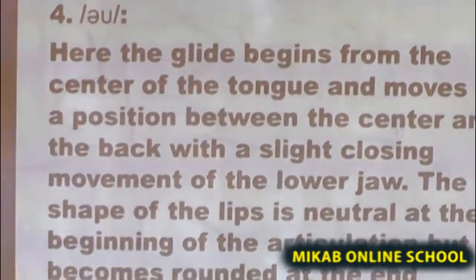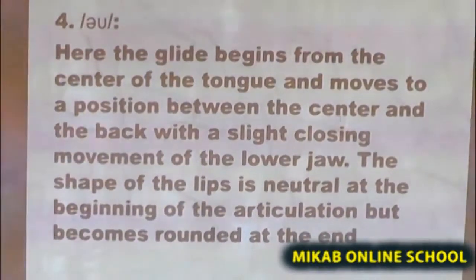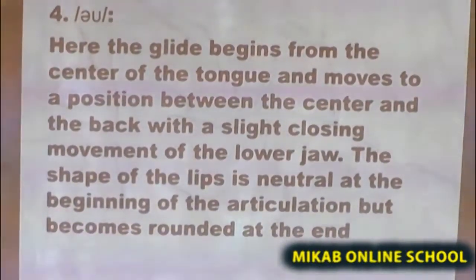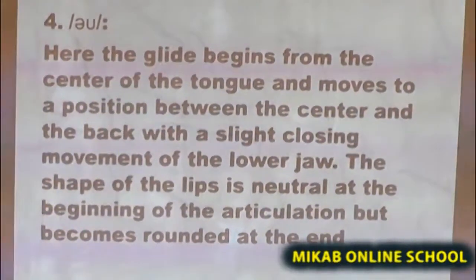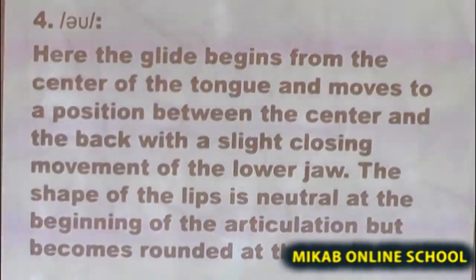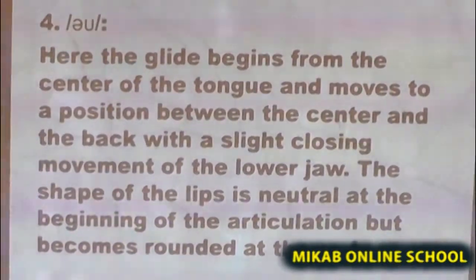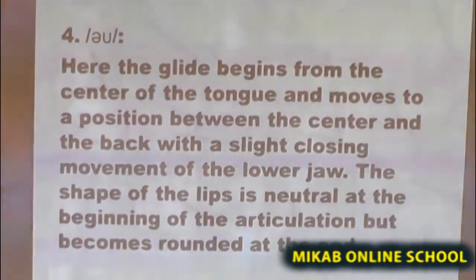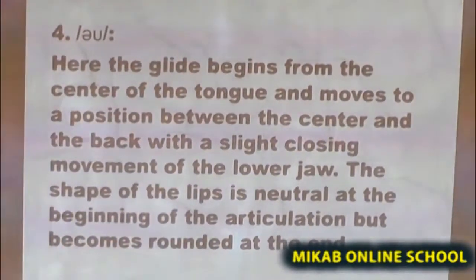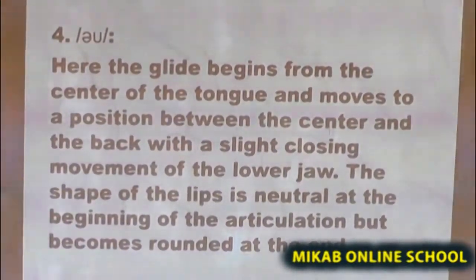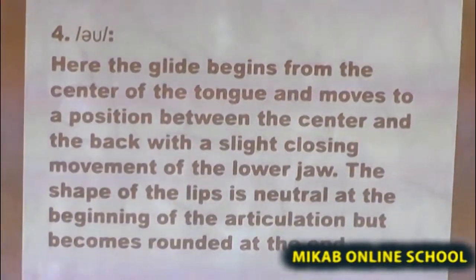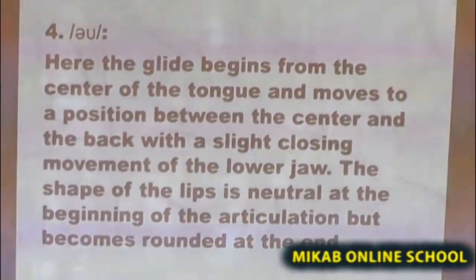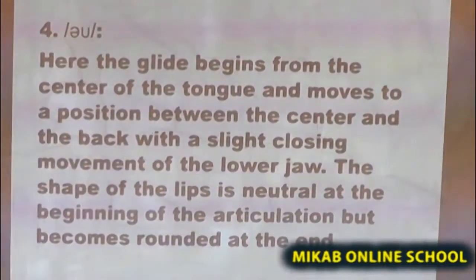Now some people call it this. When you get to some textbooks, they will tell you it's written differently. Some places where you see this symbol will be written another way, but they are talking about the same thing. Here the glide begins from the center of the tongue and moves to a position between the center and the back, with a slight closing movement of the lower jaw.